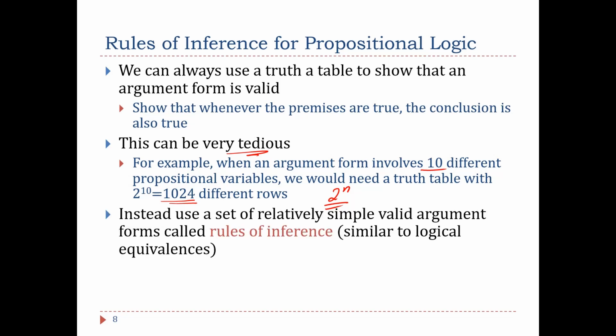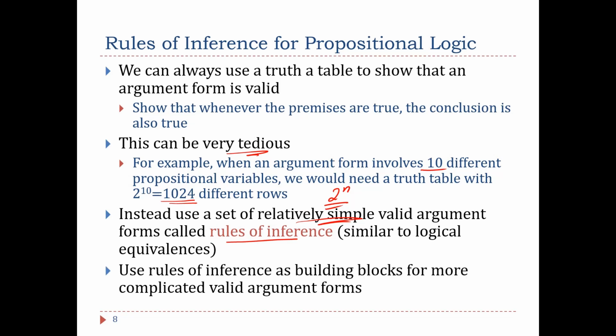Okay, so instead we use a set of relatively simple valid arguments that stem from the equivalence rules and the definition of connectives, that we call inference rules. They become our tool set or toolkit to create valid arguments, and to show that a certain conclusion stems from a set of premises. We use rules of inference as building blocks for more complicated valid argument forms.